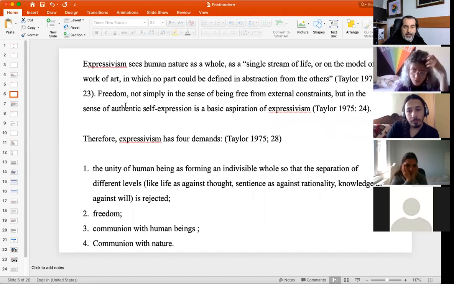So another point is that in the case of Enlightenment thought, there are these dualities and even dualisms between life against thought, sentience against rationality, knowledge against will. These kinds of ideas should be rejected. So this can be seen as a kind of reactionary position.